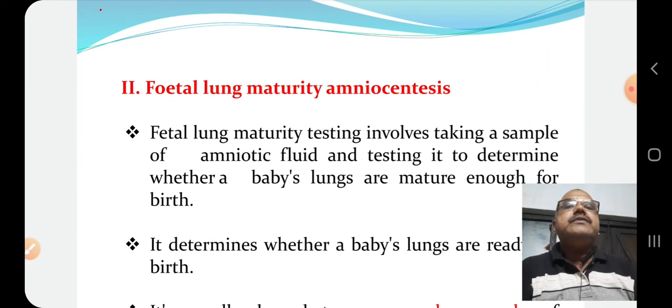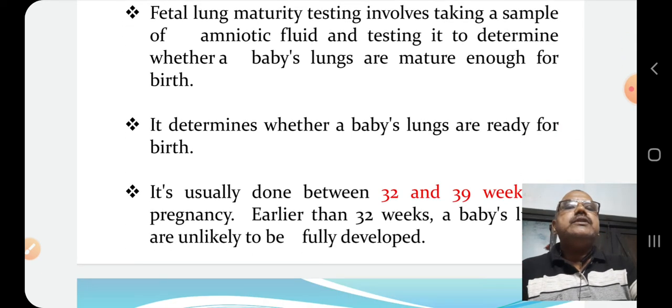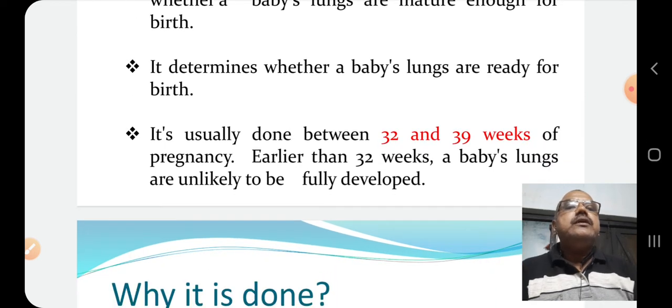The second type of test is fetal lung maturity amniocentesis. Fetal lung maturity testing involves taking a sample of amniotic fluid and testing it to determine whether a baby's lungs are mature enough for birth. It determines whether a baby's lungs are ready for birth. It is usually done between 32 and 39 weeks of pregnancy, because earlier than 32 weeks a baby's lungs are unlikely to be fully developed.